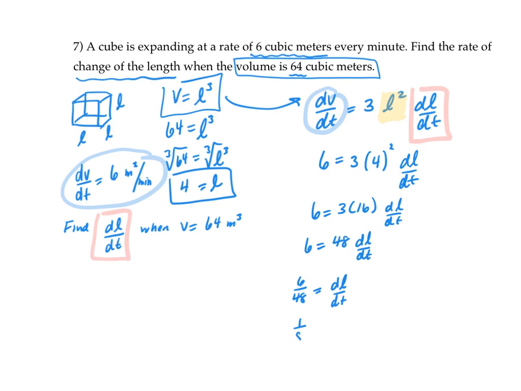6/48 reduces to 1/8. I did say you could write your answers as decimals, so as a decimal it's 0.125, and it's the rate of change of the length, so the length would be in meters, and then it's with respect to our time, which is in minutes. So the dL/dt, it's increasing, it's getting longer by a rate of 1/8 of a meter per minute.